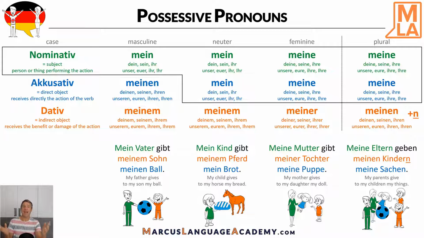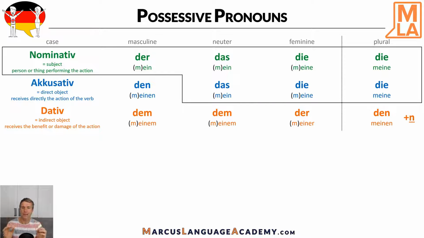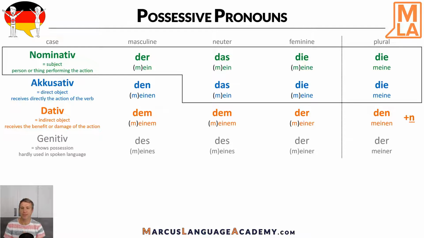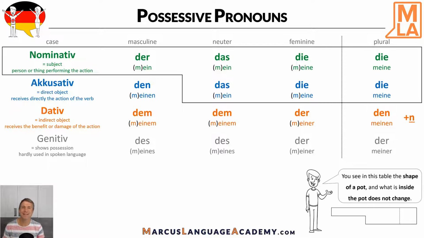And here's everything again in one table. Definite article, indefinite article and possessive pronouns. And please don't forget that in German we have also a fourth case. It's called genitive. But it's not often used, and this is why it's not part of my course for beginners. You see in this table a shape of a pot, and everything that is inside the pot does not change, but everything outside the pot changes.